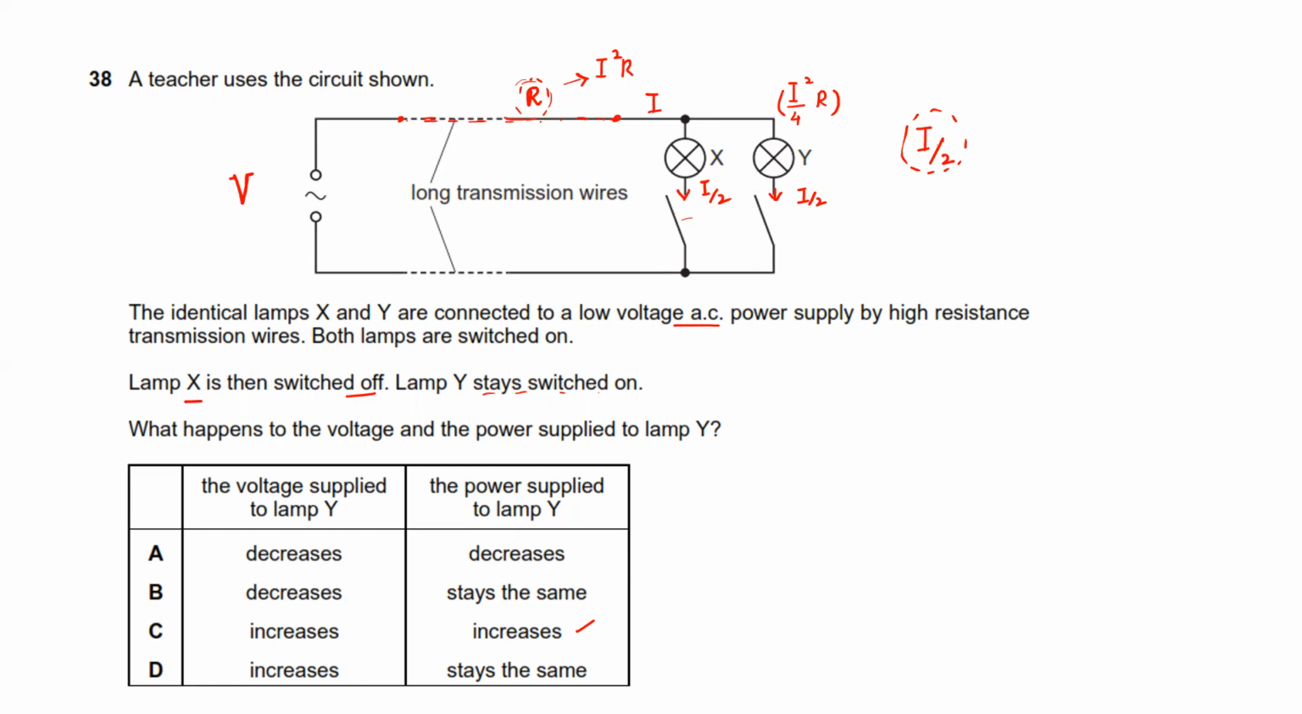Then it comes to the voltage supplied to the lamp. If there is this I square R, there will be some voltage drop across this line. The voltage drop is V equals IR. Now the voltage drop across this transmission line will decrease. That will be I by 2 R. So this is now V drop 2. So the voltage that is available over here will be V minus V drop 2. So this voltage drop is less. So actually more voltage will be available for me when Y is there. So answer C is the best choice we have.